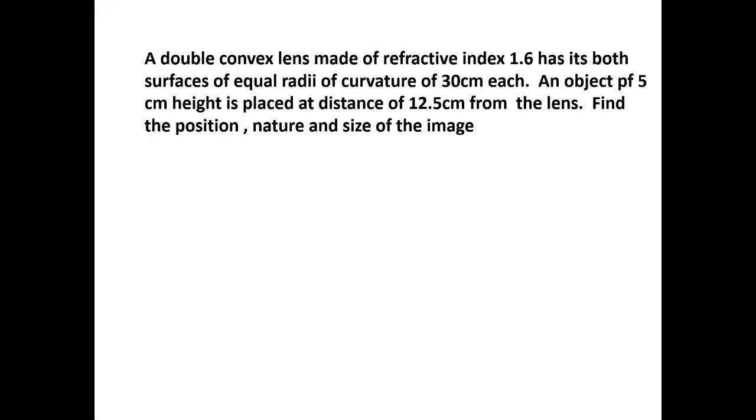Okay, shall we do this problem? A double convex lens made of refractive index 1.6 has both surfaces of equal radius of curvature. Where is it kept? It is not mentioned. So we'll consider mu1 to be 1. So mu2 is equal to 1.6. So I can very well write the formula as: 1 by f is equal to mu minus 1 into 1 by R1 minus 1 by R2, the radii of curvature.